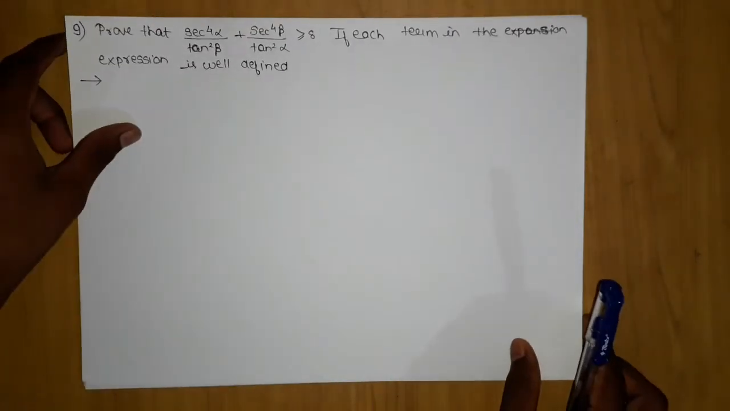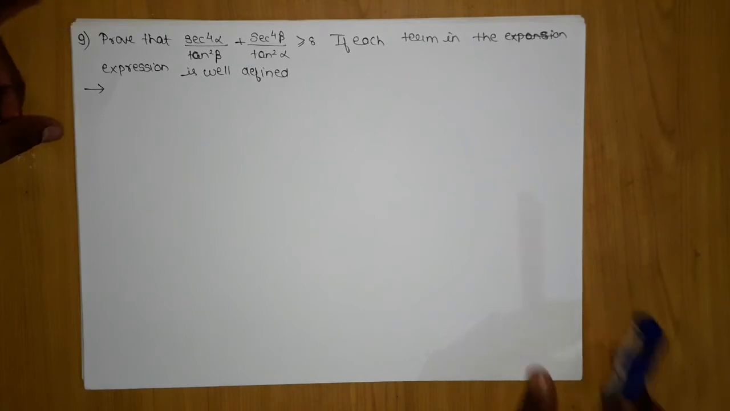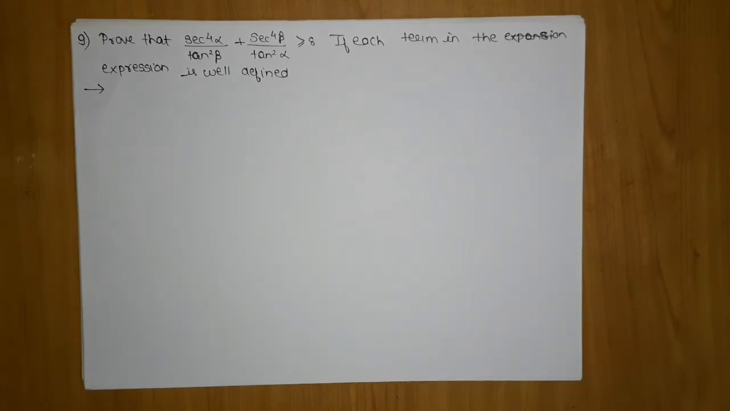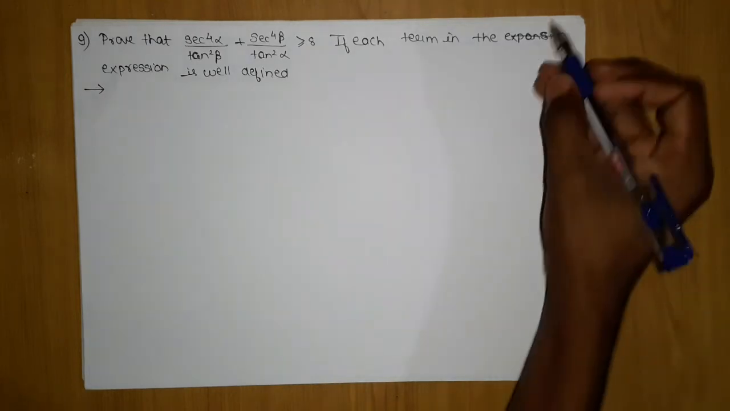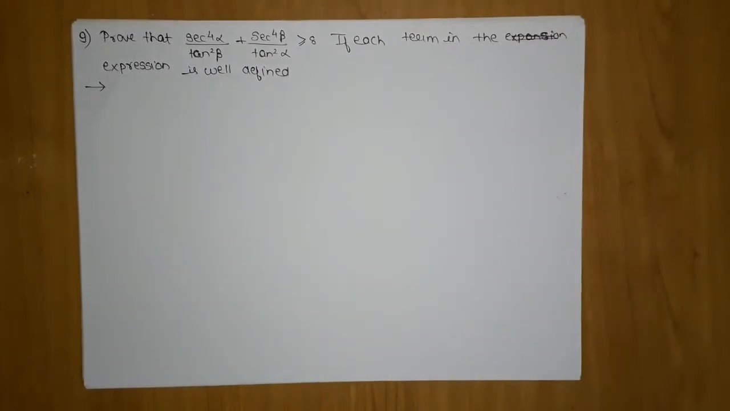Now let's move on to the next question. So if, prove that sec power 4 alpha upon tan square beta plus sec power 4 beta upon tan square alpha is greater than or equal to 8, if each term in the expression is well defined.